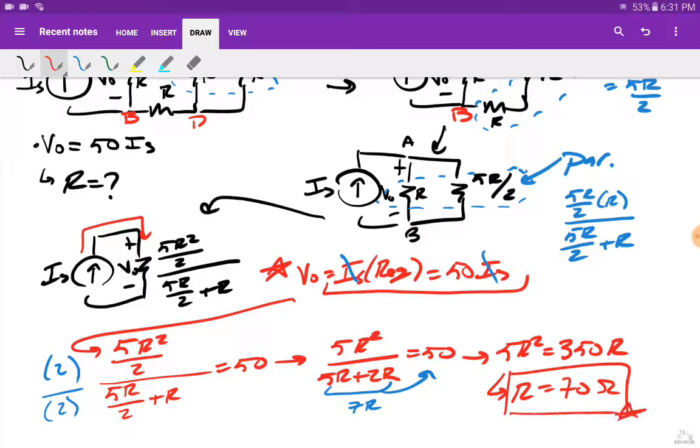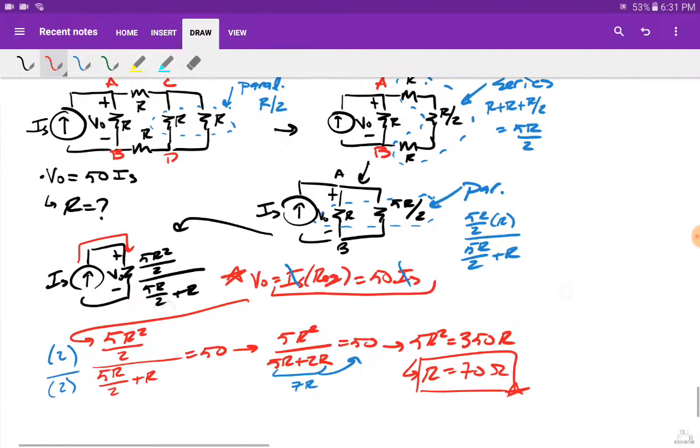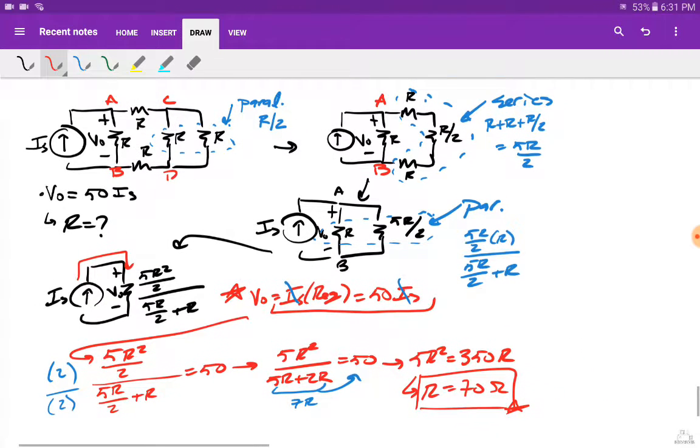This is my answer. So don't freak out if you see something like this where you get a bunch of variables in your problem. It's okay. You solve it like normal. When you solve it like normal, you're going to get an equation at the end, and you just solve your equation.